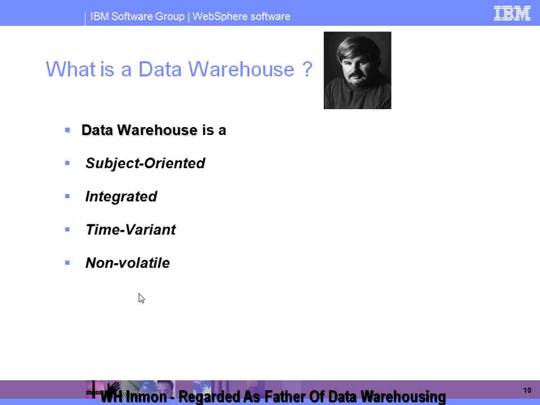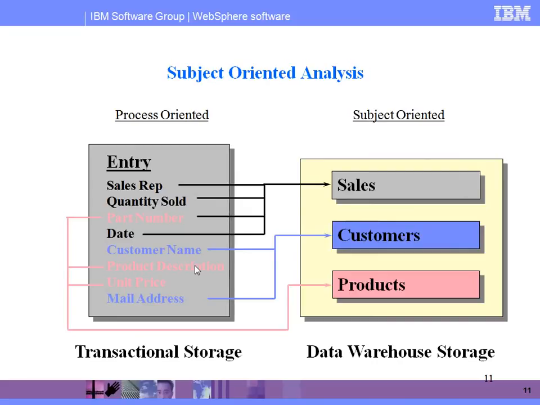Because W.H. Inmon is also telling that a data warehouse is a specially designed RDBMS. The data we have in that RDBMS should support all these features. First one, let me explain. What is the meaning of subject-oriented?